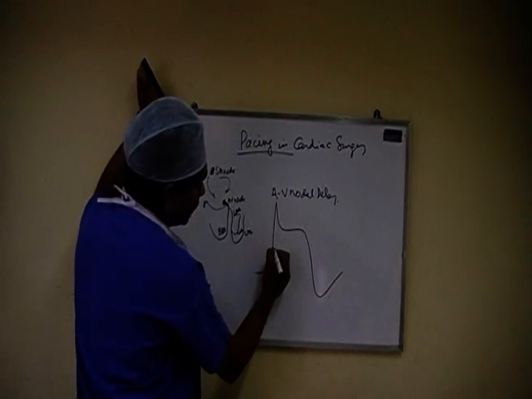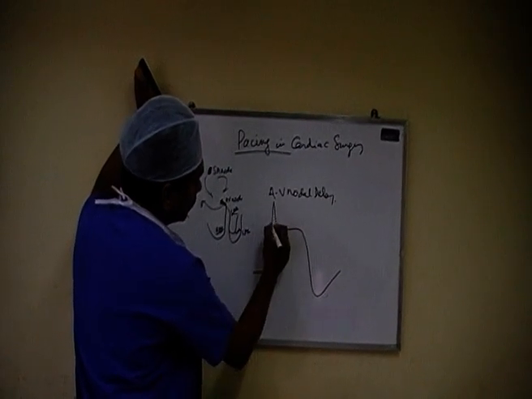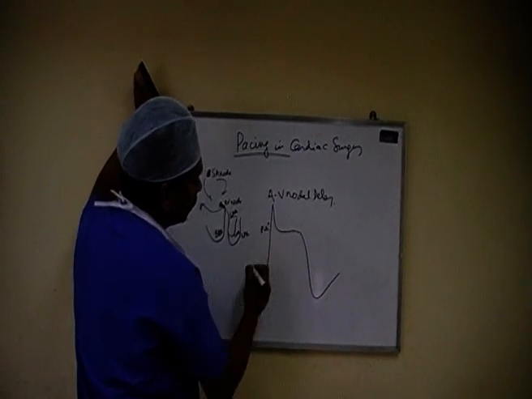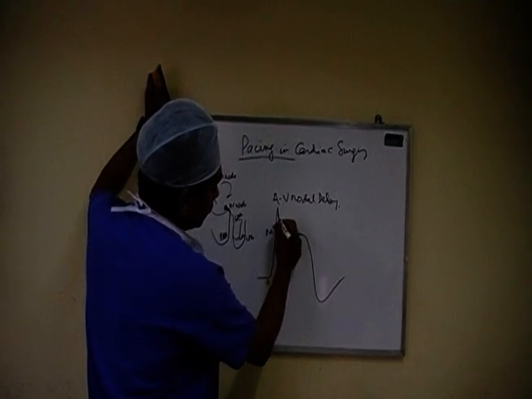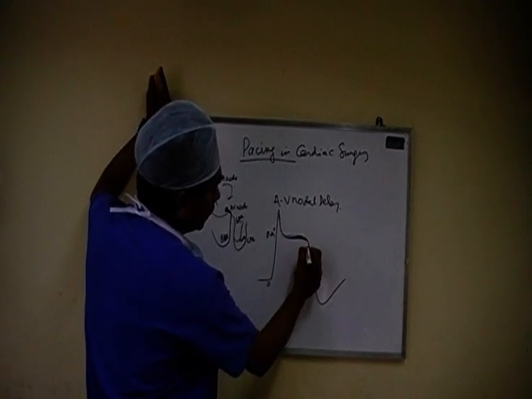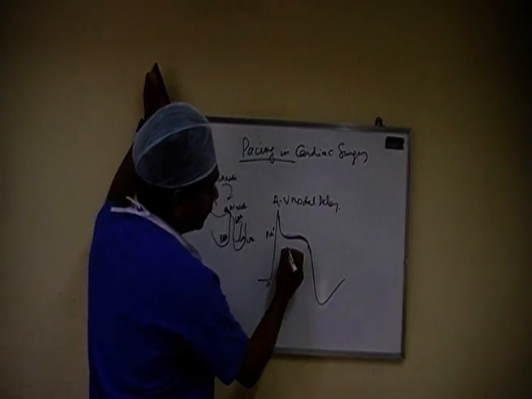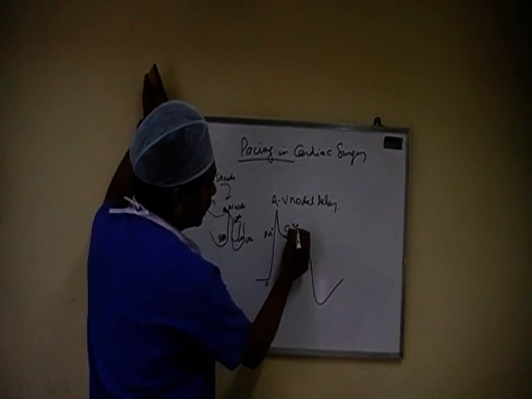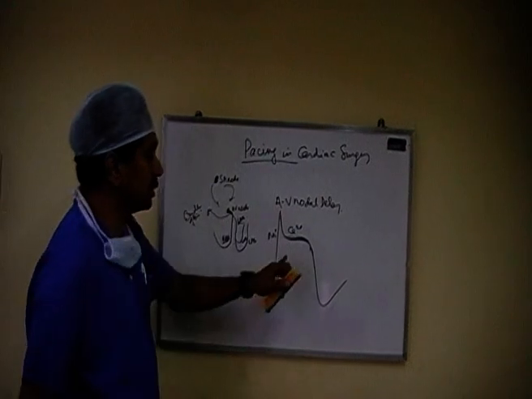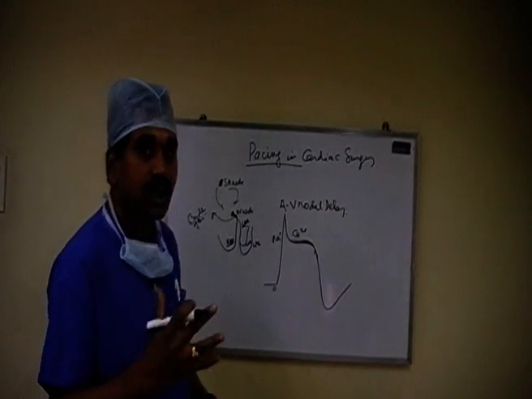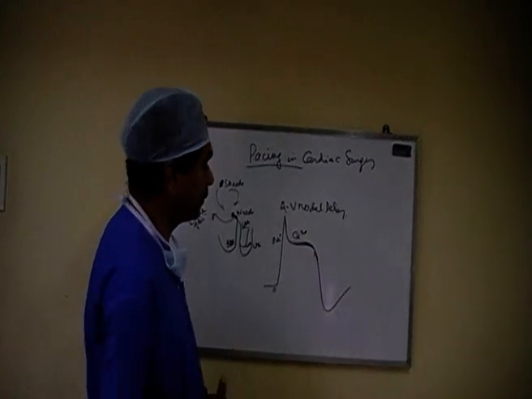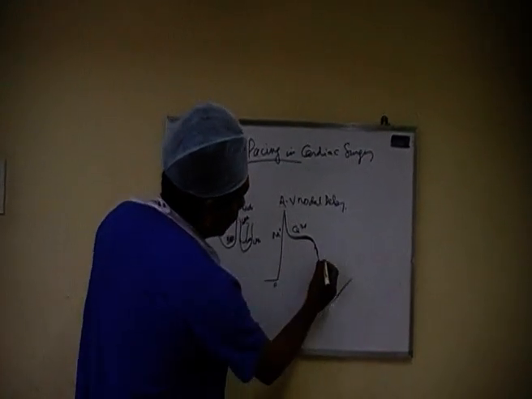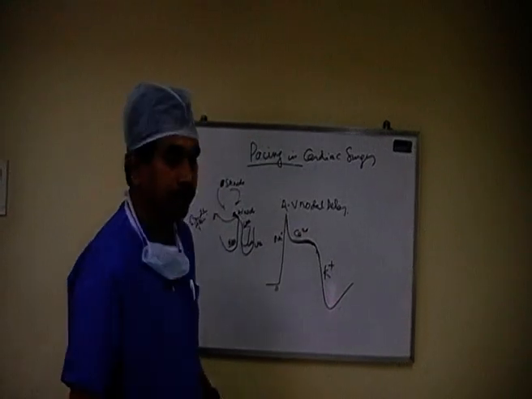The first phase, the zero phase, the ion responsible is sodium, and then there is a plateau phase where, when the muscle is repolarizing, the calcium ions delay the repolarization. This is very important because this gives a sustained contraction to the heart, which is important for pumping the blood. And then further repolarization occurs because of the potassium.